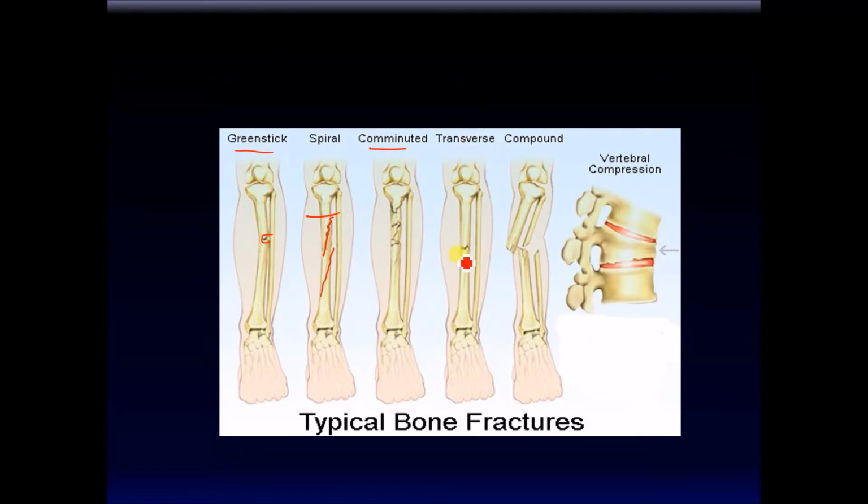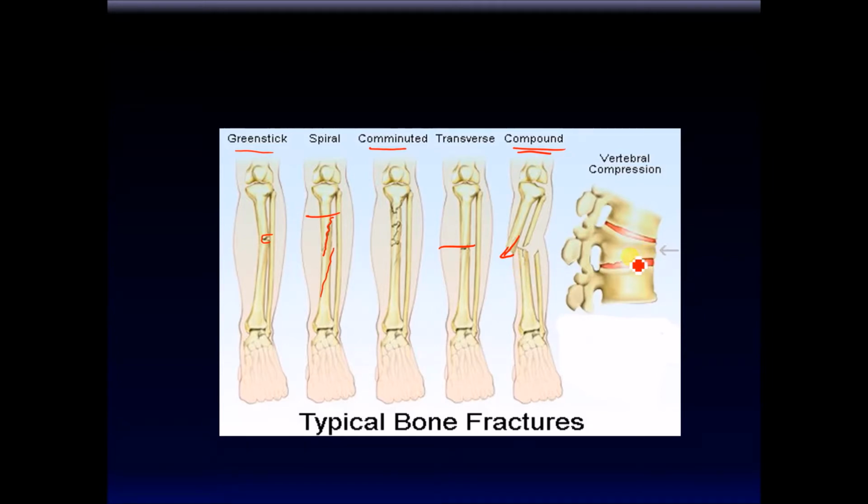A transverse fracture is through and through the bone like this. A compound fracture is when multiple bones are involved. An open fracture is when the bone comes out like this. So fractures are classified like this, and classification is important because the treatment depends on the type of fracture.